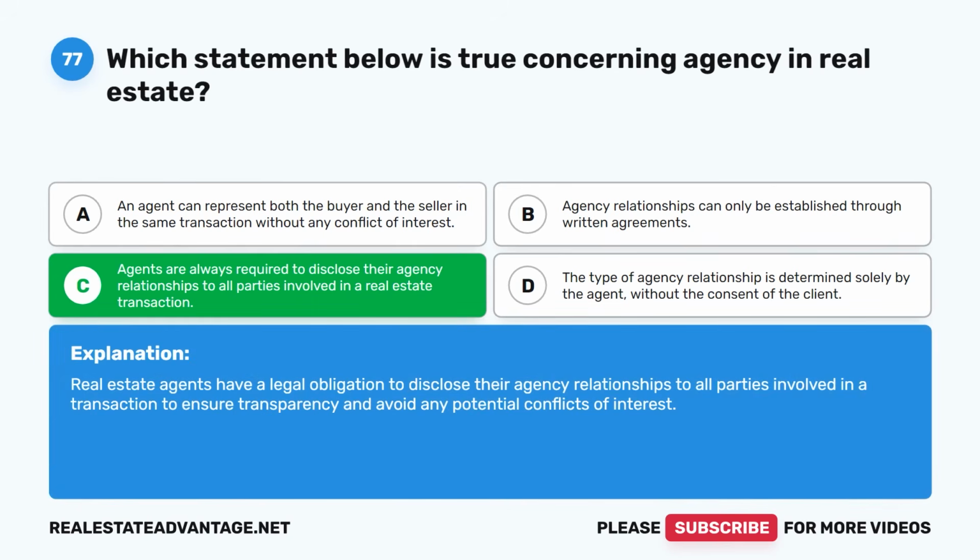Real estate agents have a legal obligation to disclose their agency relationships to all parties involved in a transaction to ensure transparency and avoid any potential conflicts of interest.